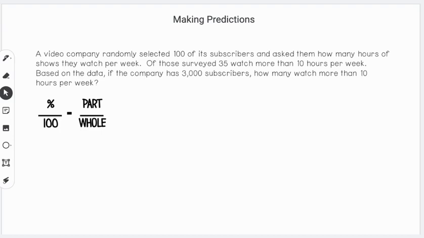So my first fraction, it says that 100 of its subscribers were surveyed. And out of those 100, 35 watch more than 10 hours per week. Now you're making a prediction that if they were to survey 3,000 people, then how many would watch more than 10 hours per week? So 35 out of 100 watch more than 10 hours per week. You want to know how many out of 3,000.